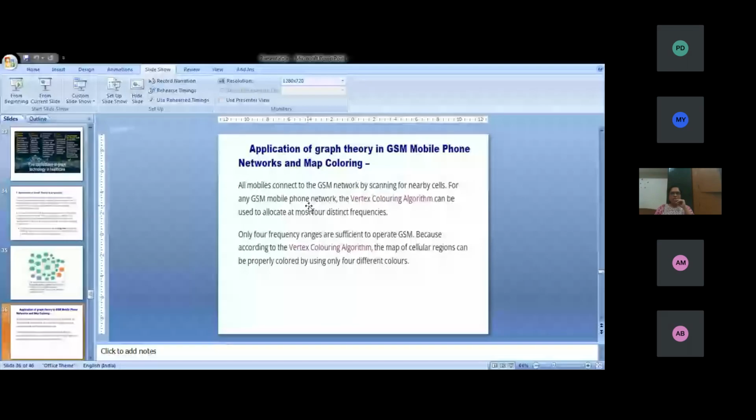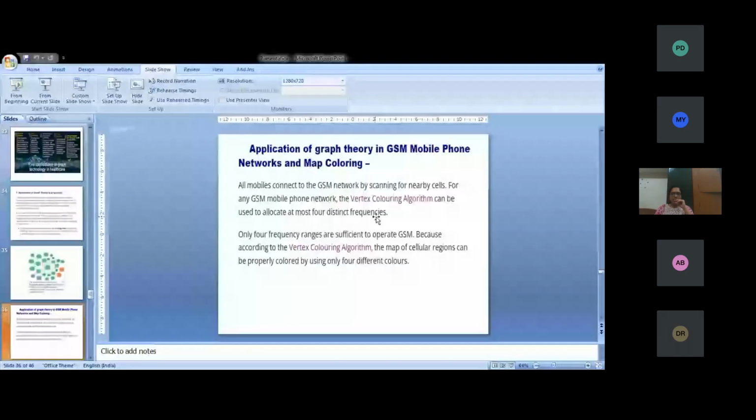Application of graph theory in GSM mobile phone networks and map coloring. All mobile phones connect to the GSM network by scanning for nearby cells. For example, in any GSM mobile network, we use the vertex coloring algorithm, which we have already seen, to allocate at most four distinct frequencies. We have many networks, private networks and government networks. All these we connect according to the frequencies, giving preference, and the vertex coloring algorithm is used here.